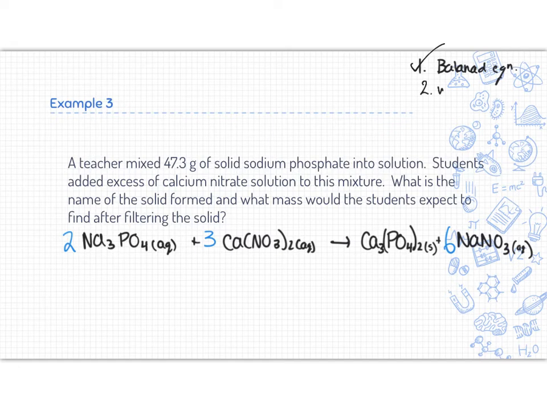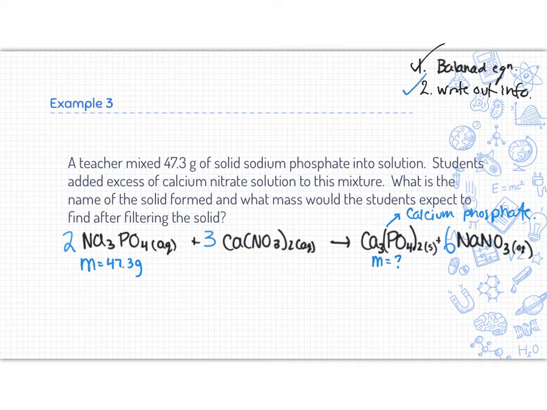Step 2 is to write out our information. So we mixed a mass of 47.3 grams of sodium phosphate into solution. There's no numbers given for calcium nitrate, so I don't need to write anything for that. So what is the name of the solid formed? Well, the name is calcium phosphate. And what mass would the students expect to find after filtering the solid? So they are filtering this precipitate. We're looking for the mass of this guy. All right, so we've written out our information.